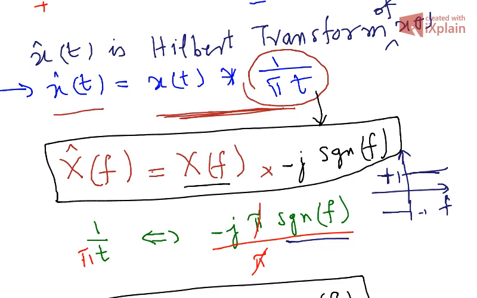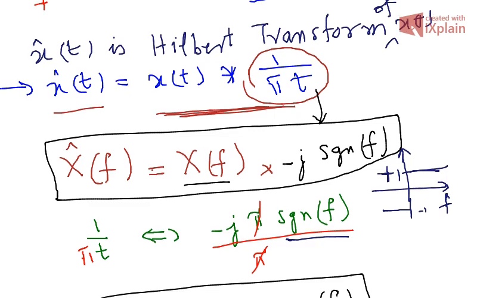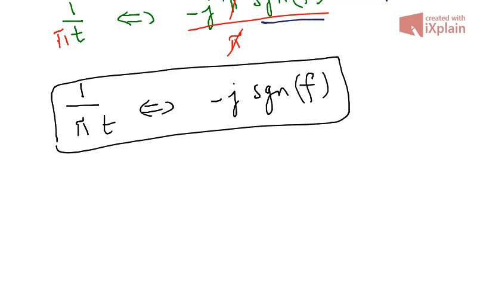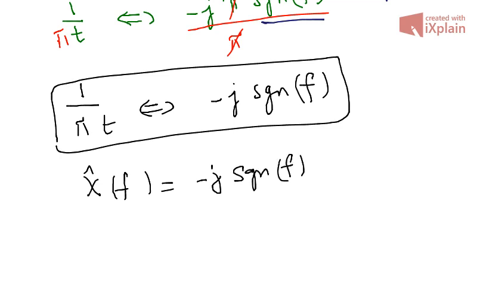This is the Fourier transform of x of f, right? So if we have this Fourier transform, let me rewrite it below just to solve it further. We just saw that our x hat of f is actually equal to minus j signum function of f multiplied by x of f, right?